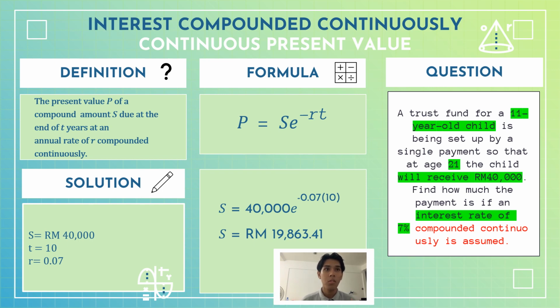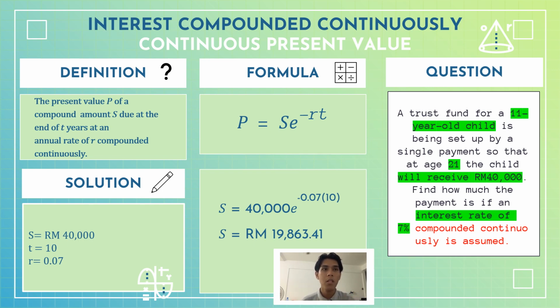Second, the continuous present value. What is continuous present value? Continuous present value is the present value P of a compound amount S due at the end of T years at an annual rate of R compounded continuously. The formula is P equals S e to the power of negative RT.